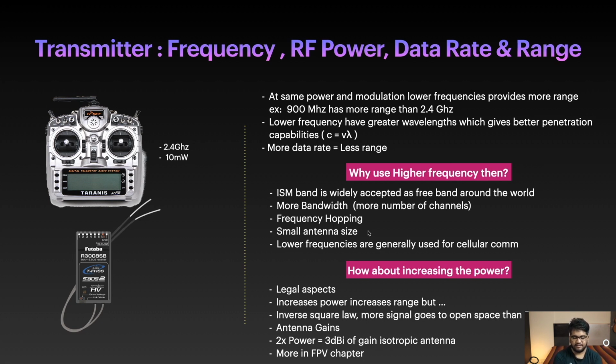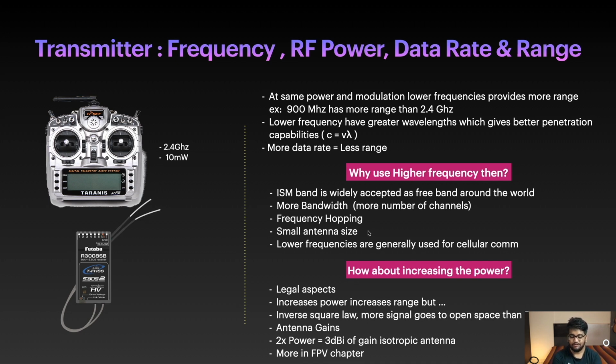There are legal aspects involved. There are authorities which are responsible to see that you are under the limit and you are not transmitting at very high power. Increasing the power increases the range, but there is something called the inverse square law. It doesn't mean that every signal which you are transmitting is received by your receiver. Some signal goes into open space and gets lost. So if you are doubling the power, you do not double the range. That never happens. It's called the inverse square law, and we will discuss more about that in the FPV chapter, which is due to come. There is something called antenna gain.